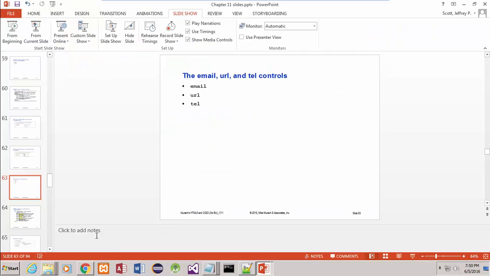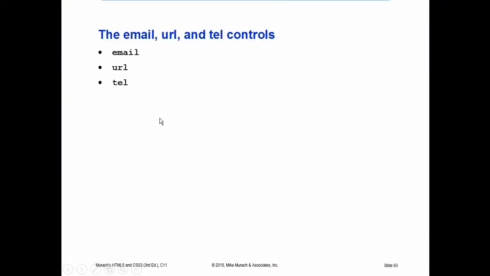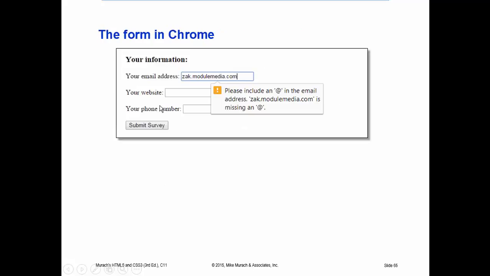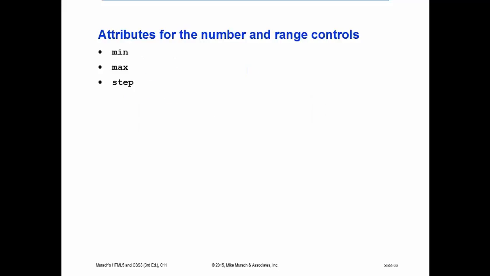All right, what do we got left in here? Some examples. All right, that's their form again. I can have numbers with min, max, and step. All right, what does that mean?